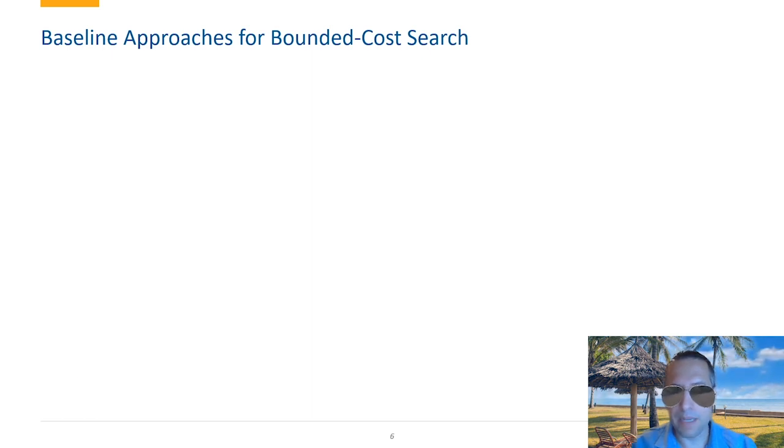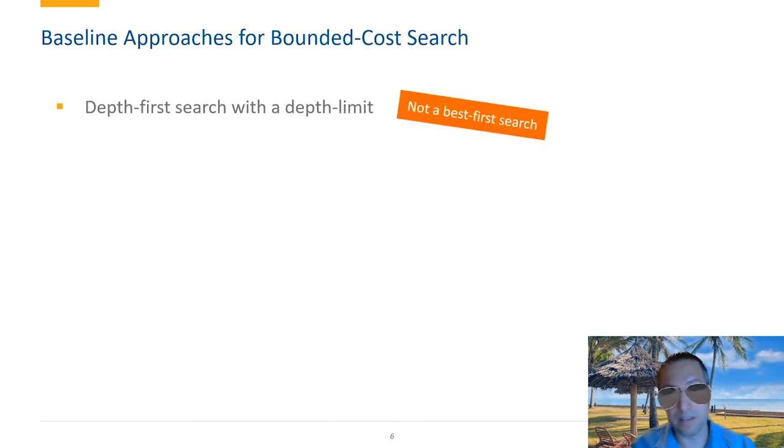There are several baseline approaches for solving bounded cost search problems. For example, you can use depth-first search and use the cost bound to prune branches that go beyond that bound. This can be very fast and effective. However, like other depth-first search solutions, the problem is that if you start going down some branch, you are committed to continue along that branch, even if other branches seem more promising. In other words, a depth-first search is not a best-first search.